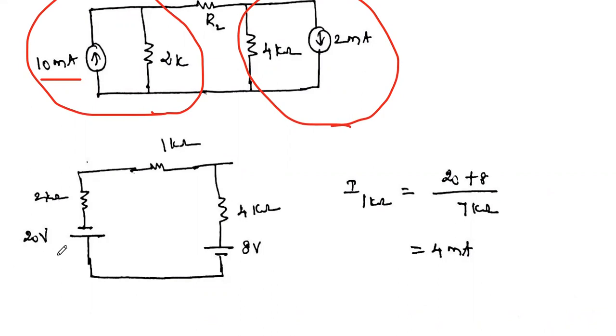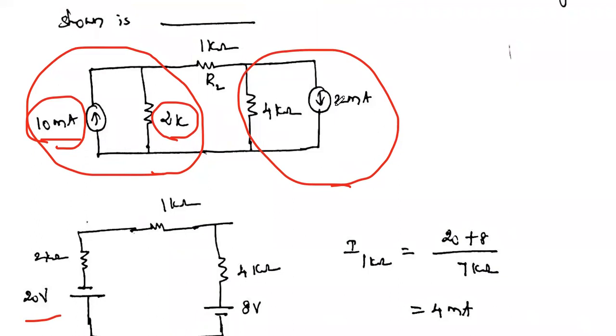In that, the voltage source value is the product of the current source and the resistance value. So 10 milliamps multiplied with 2 kilo. 10 milli means 10 to the power minus 3, kilo means 10 to the power plus 3. If you multiply these, we get 20 volt, then connected in series with the same 2 kilo ohm resistance.